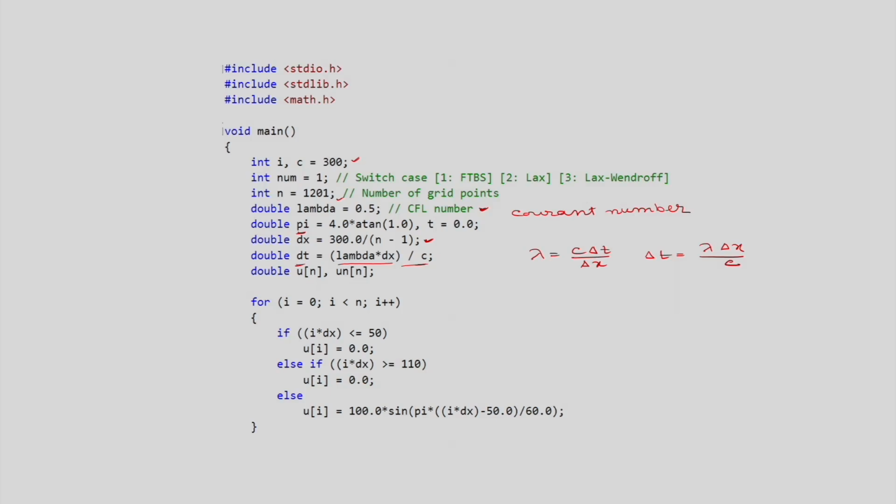And now you can see here we have applied the initial condition. Up to 50 it is 0, from 110 to 300 it is 0, and from 50 to 110 this is the function we have used. We have written it here, and this pi we have calculated here.